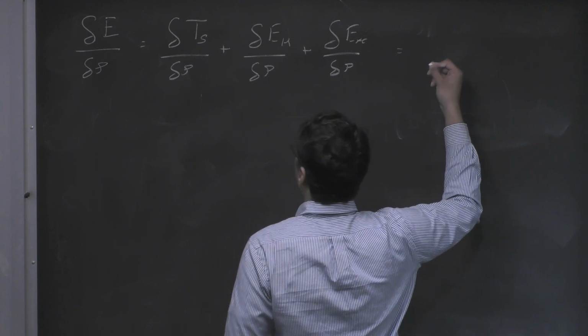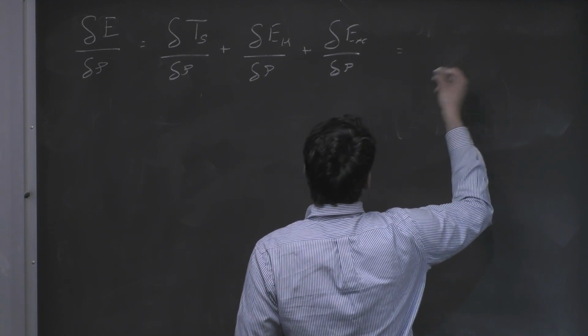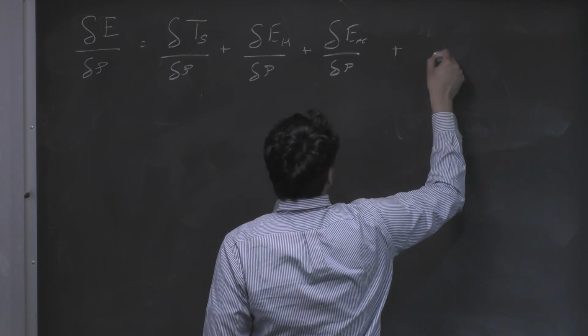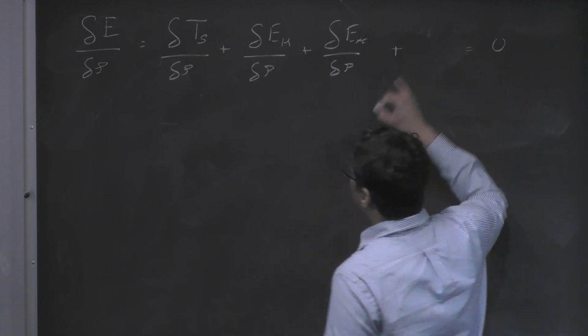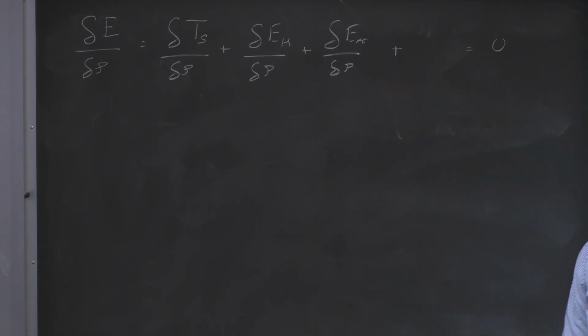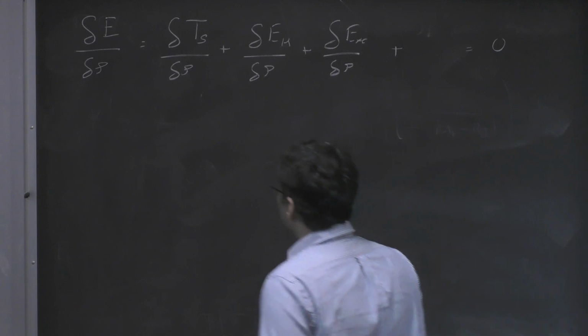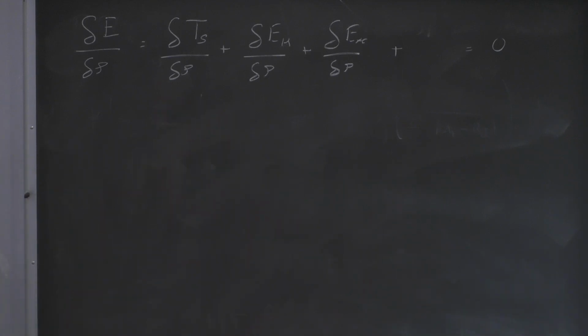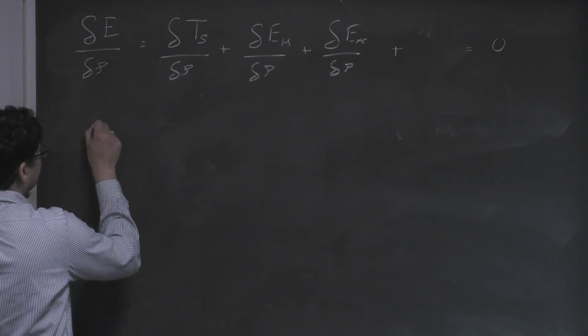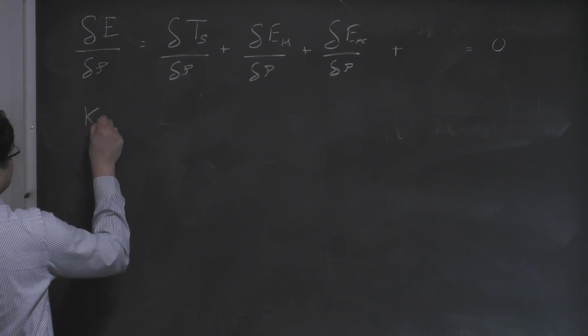It has to be equal to... it's not going to be equal to 0, so plus something else equal to 0, because you also have a constraint on the total number of electrons. So eventually, once you take the variational formulation, what you end up getting is what are called the Kohn-Sham equations.